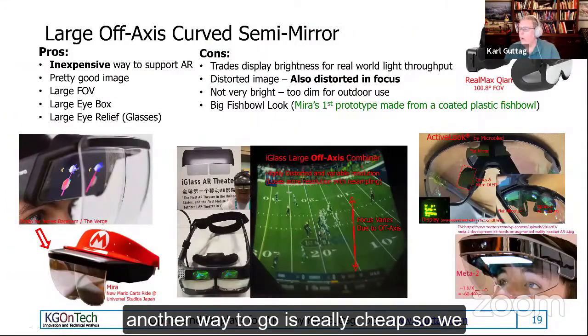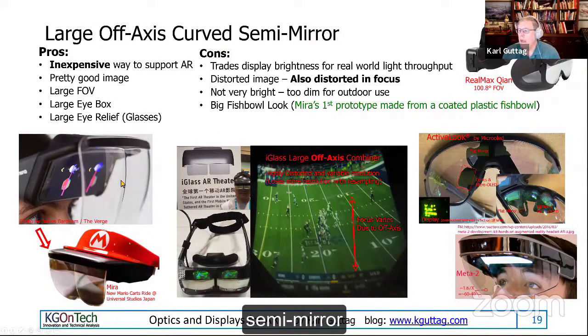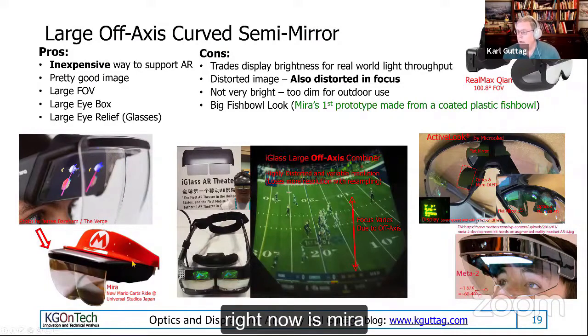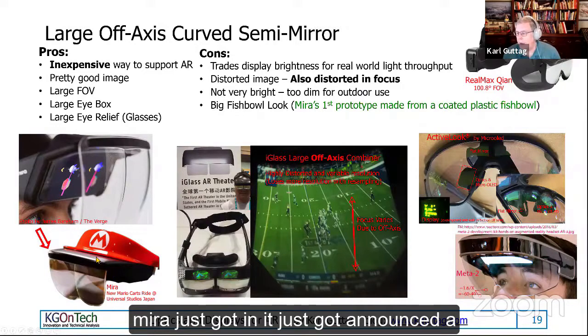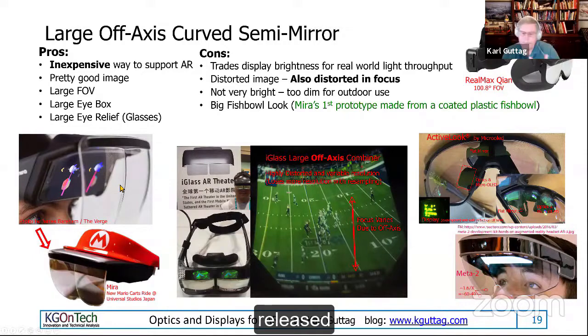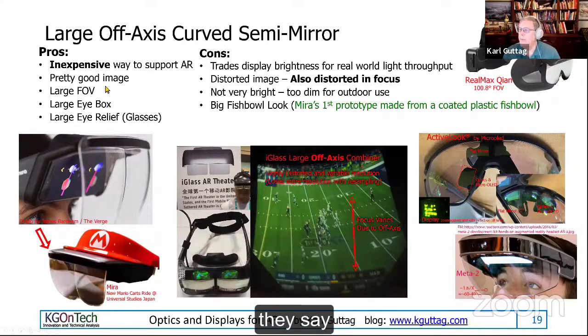Another way to go is really cheap. So we see a lot of these things where we have a large off-axis curved semi-mirror. One of the more successful variants right now is Mira. Mira just got announced a few weeks ago that they're doing the Mario Kart ride at Universal Studios Japan. I think it's going to be released, depending upon COVID, around February, they say.